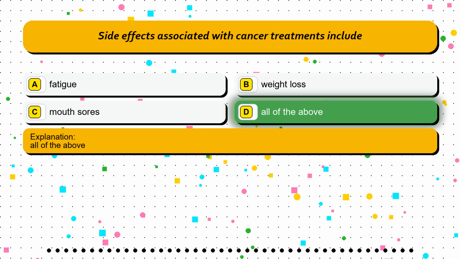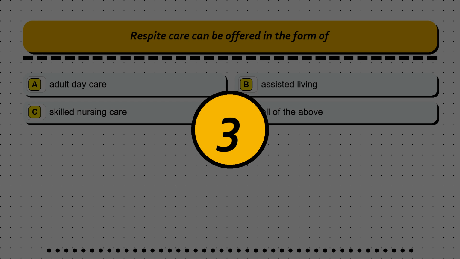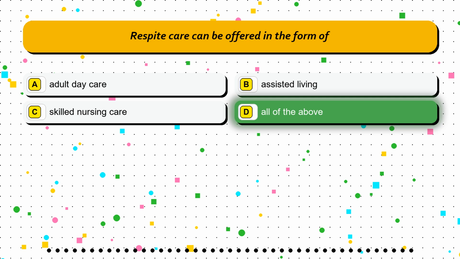Question 14. Respite care can be offered in the form of: Option A, adult day care. Option B, assisted living. Option C, skilled nursing care. Option D, all of the above. The correct answer is option D, all of the above.